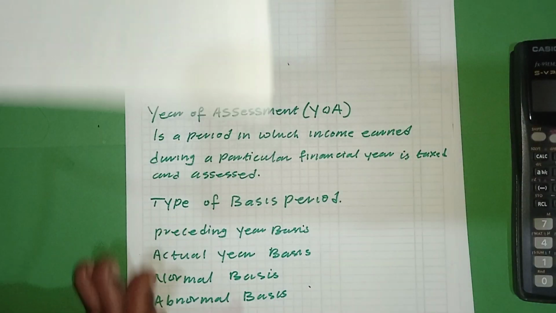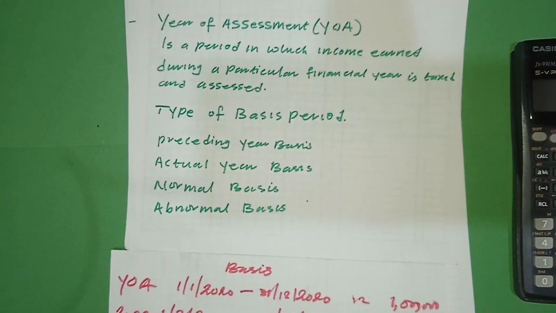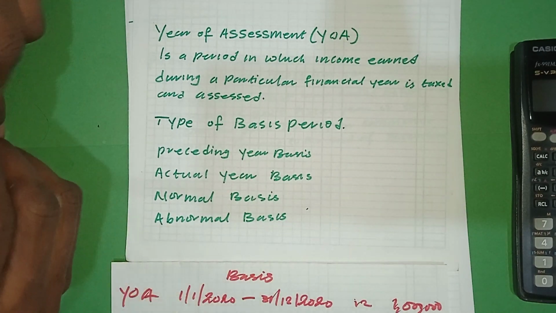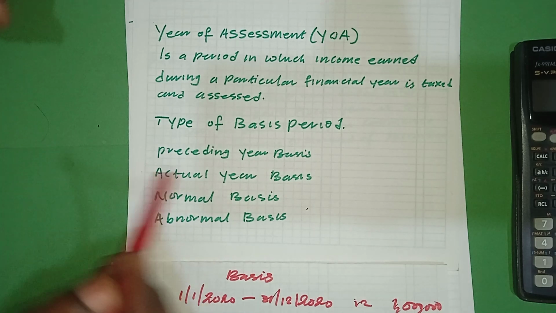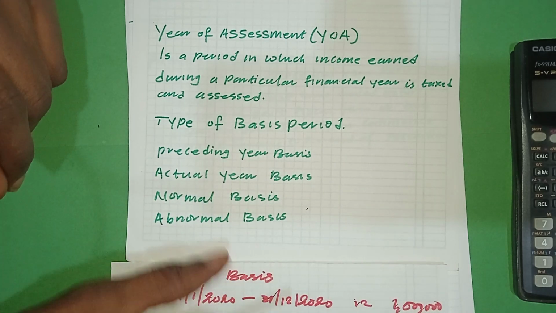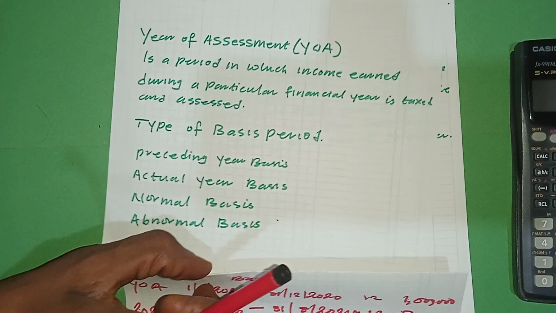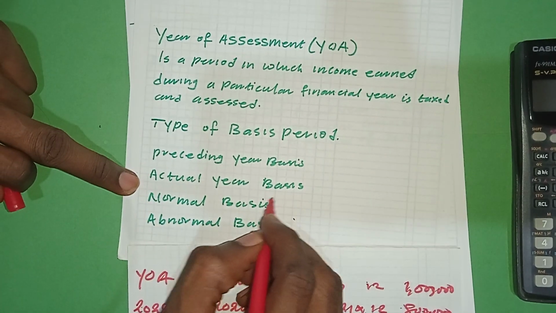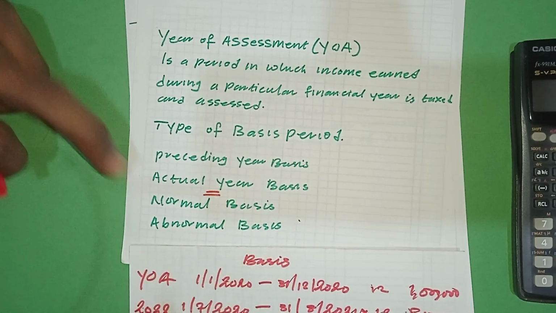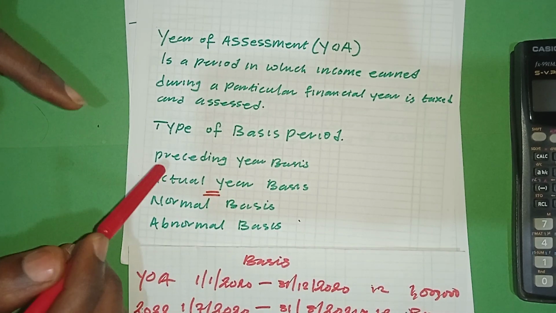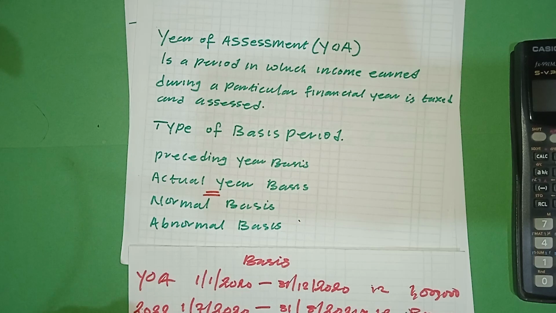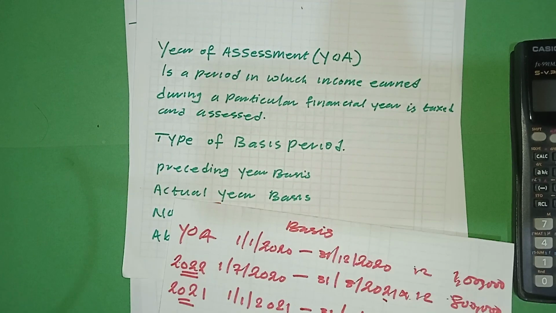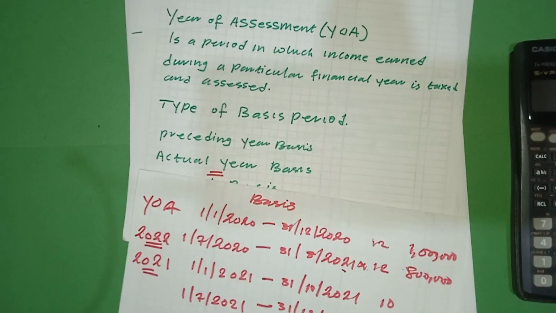Now, let's take a look at the types of basis period. We have the preceding year basis, which I have mentioned earlier, and we have the actual year basis. Let's just stop here for now. Let's concentrate on preceding year basis and actual year basis for now. Now, preceding year basis goes like this.